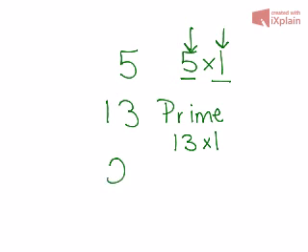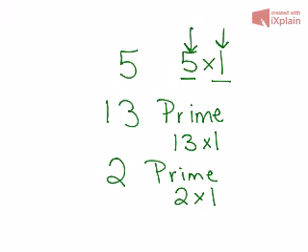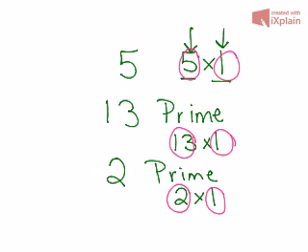What about 2? 2 is also prime because you can only get 2 by doing 2 times 1. Again, look here. Only 2 factors. So be sure that you remember that definition. That prime means it only has 2 factors, itself and 1.